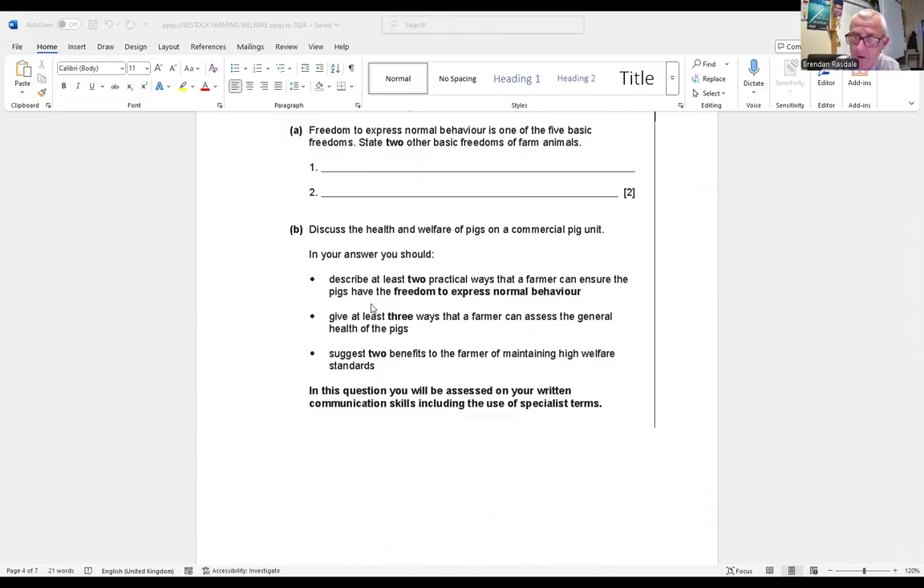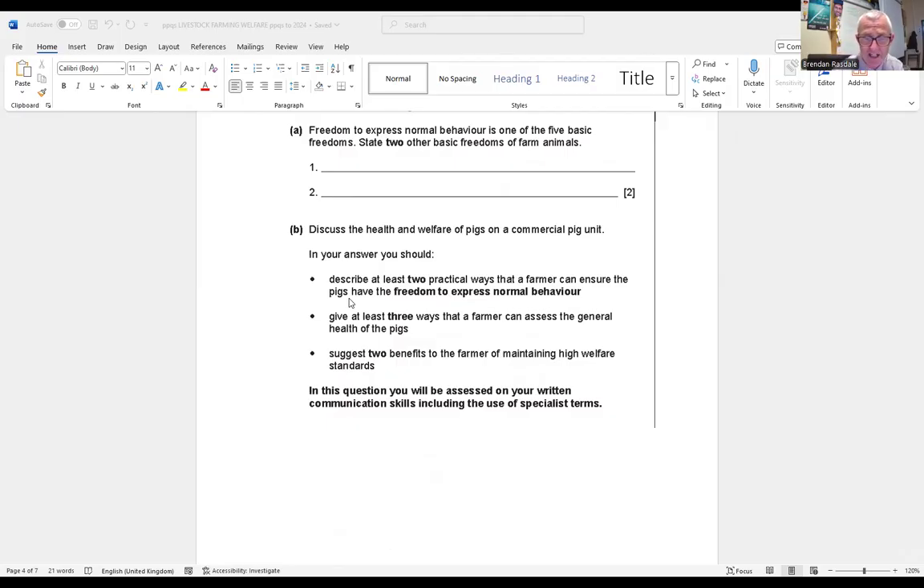Be careful, guys, on all 9-pointers. If they ask for two practical ways, you've got to give two if you're looking to get up to band 3. 3 ways that we can assess the general health and 2 benefits to the farmer of maintaining health with it. So that's a good one there. For example, how can a farmer ensure that pigs have the freedom to express normal behavior? Well, one would be maybe a space so they can move around, and 2 would be animals of their own kind along with them.